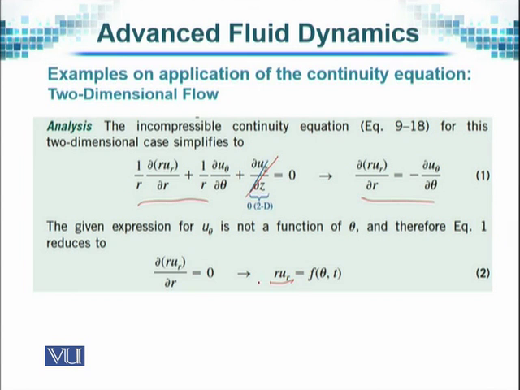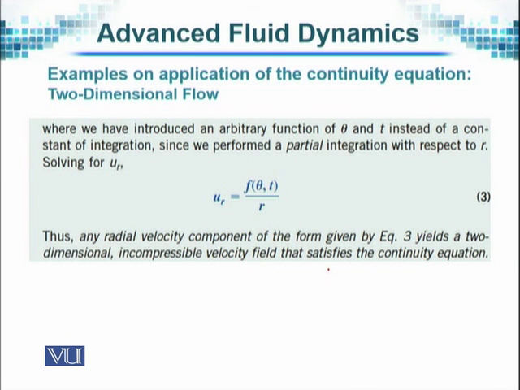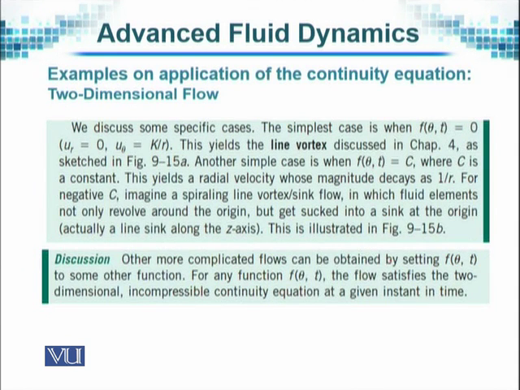You can see that r ur is equal to f. So if I keep only ur here, then this r is taken to the denominator. Thus any radial velocity component of this form will provide us with a two-dimensional incompressible velocity field, and it will satisfy the continuity equation. We can confirm it. It's always good to confirm that the continuity equation is identically satisfied.